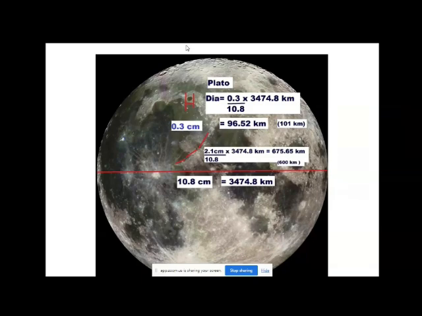Here the Plato diameter is 0.3 by 10.8, where 10.8 is the diameter of the whole Moon. Multiplied by the actual diameter, this gives 96.52 kilometers. And we know the actual diameter of the Plato crater is approximately 101 kilometers. So this is a very close result, and I have performed this experiment just once. If you perform the experiment a few times, I think you will get a closer result to the actual value.